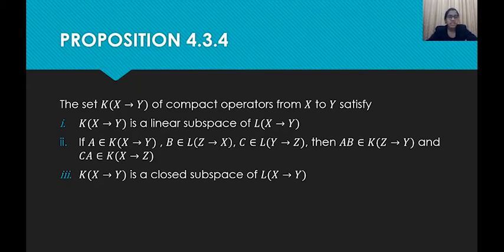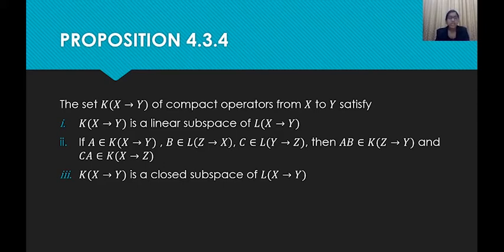It states that the set of compact operators from X to Y. Till now we were dealing with compact operators, what is meant by a compact operator, and when an operator becomes compact. Here we are considering the collection of compact operators, just like we had done in the case of bounded linear functionals. The set K of compact operators from X to Y satisfies the following three conditions.